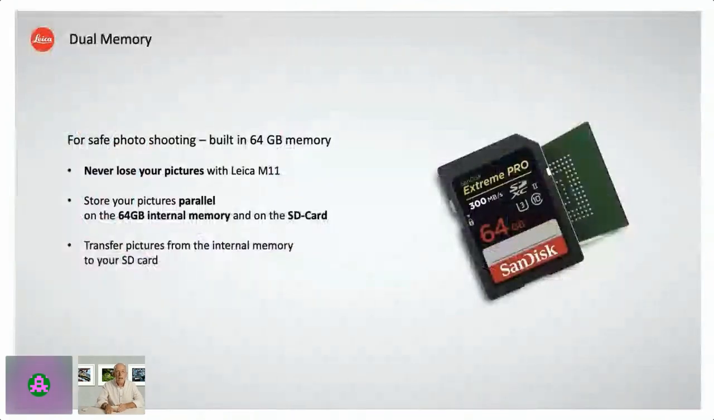Okay. And then you've got dual memory in the sense that you've got one memory card slot, but you've got 64 gigabytes of memory built into the camera permanently, which effectively acts like a second SD card. So I'll put my hand up and admit that I have in the past gone out without any cards in my camera. And yes, it's a silly thing to do. You can't do that with this camera. So something to bear in mind. It's a nice little touch.